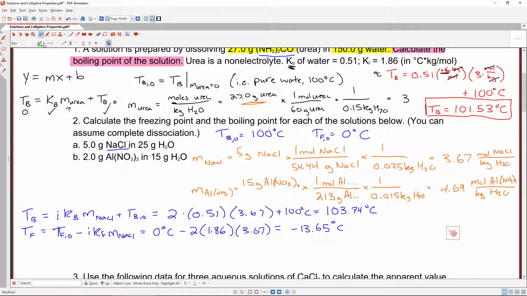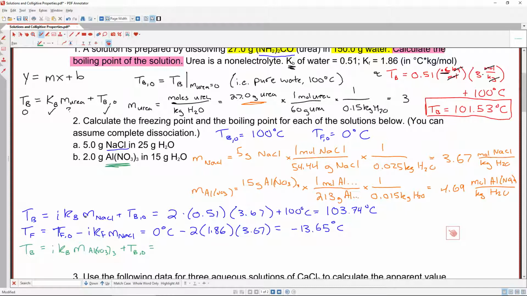Green. I haven't used green. That's a very light green. I'll do dark green. Okay, so for the aluminum, right? So the boiling point for the aluminum is iKb, the molality of AlNO3, which we have, and then plus the boiling point of water, right?